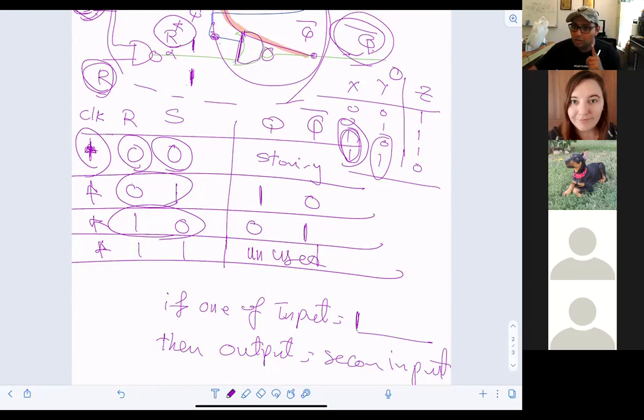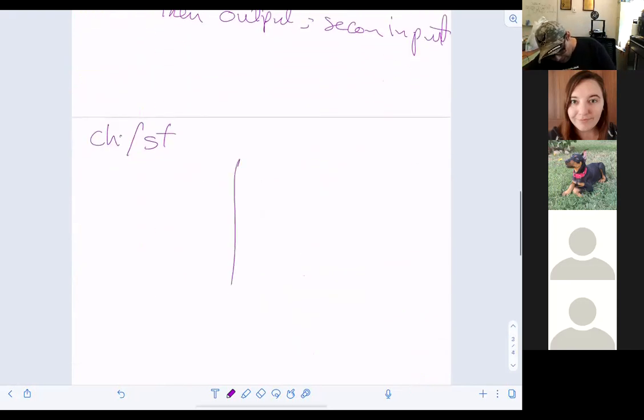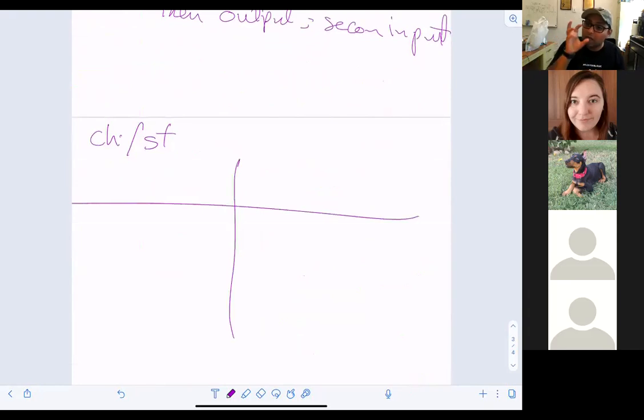Characteristic table or state table. So characteristic or state has a very nice rule, which is basically the combination of the current state and the inputs, which will produce the next state. The current state with the inputs producing what? Next state. So how can we write this in the truth table? It's gonna be current state.